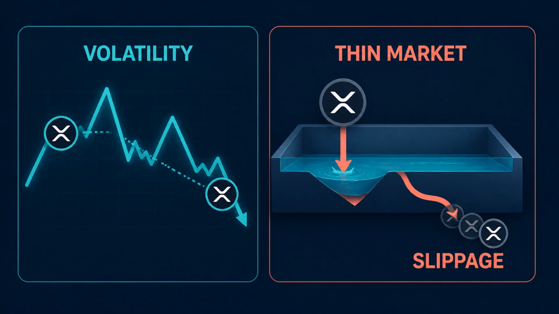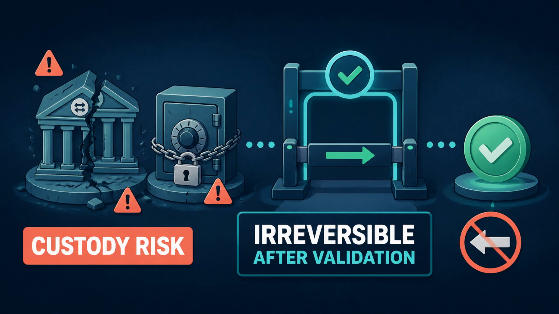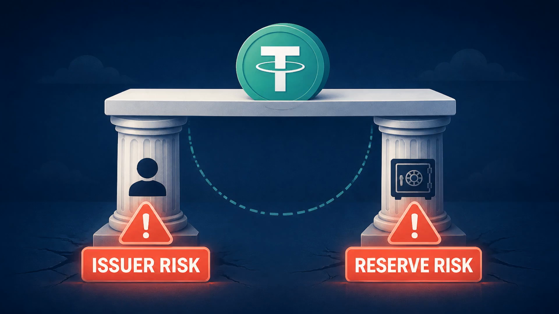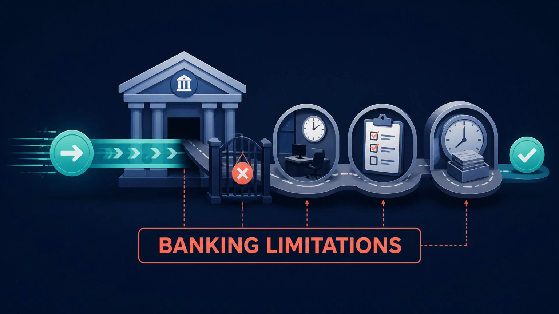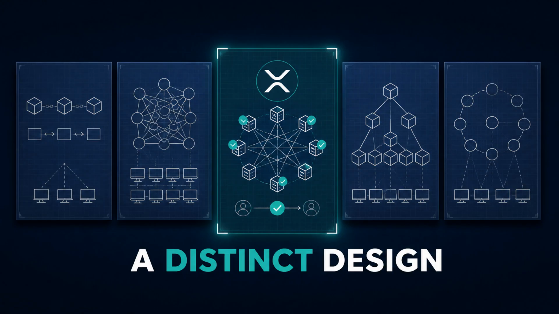XRP can fluctuate in value. Thin markets can create slippage. Exchanges and custodians can fail. Payments are generally irreversible after validation. Issued tokens introduce issuer and reserve risk. Validator list coordination creates a different security assumption from mining or staking, and anything involving banks still inherits some limitations of banking.